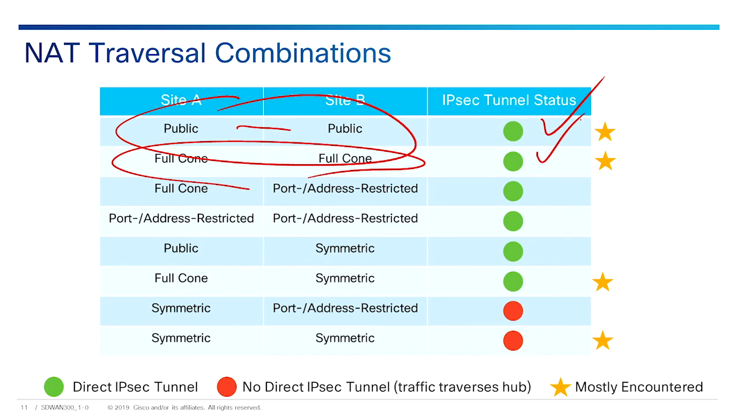And you'll note that we've got this little matrix here. Full cone can talk to basically anybody, all right? Port address restricted can talk to port address restricted only. Public can talk to symmetric, and symmetric, of course, can't talk to symmetric, and symmetric can't talk to port address restricted. Okay?